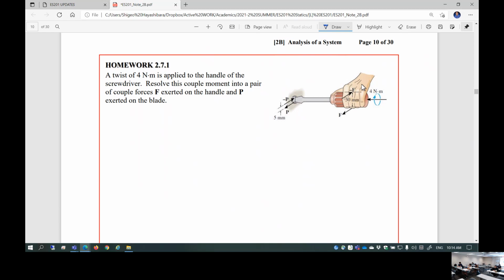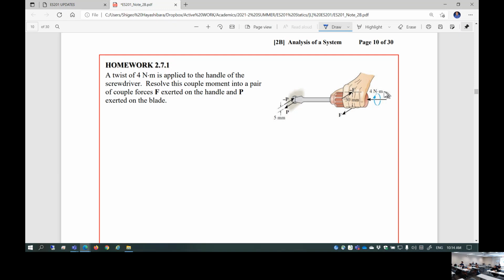In other words, if the torque here is 200 horsepower torque, I don't know, it's a power, but torque is a free moment. So if you apply equal and opposite forces with a perpendicular distance away, it is going to create the torque. So this is the torque of a screwdriver, 4 Newton meter. Resolve this couple moment into a pair of couple forces.